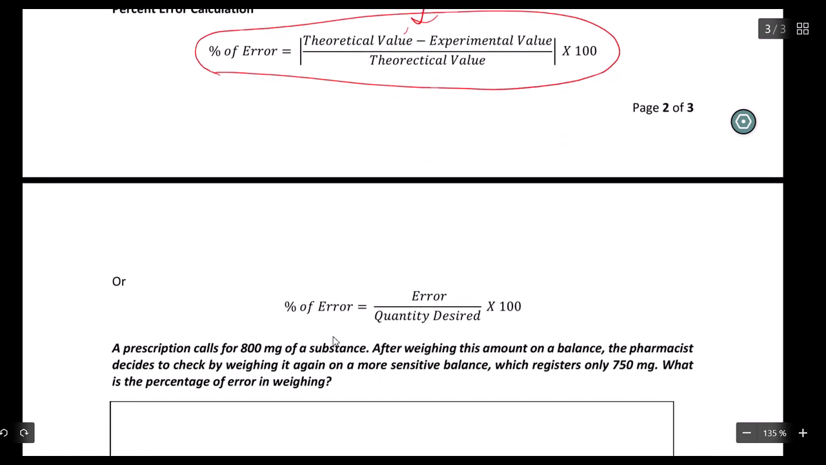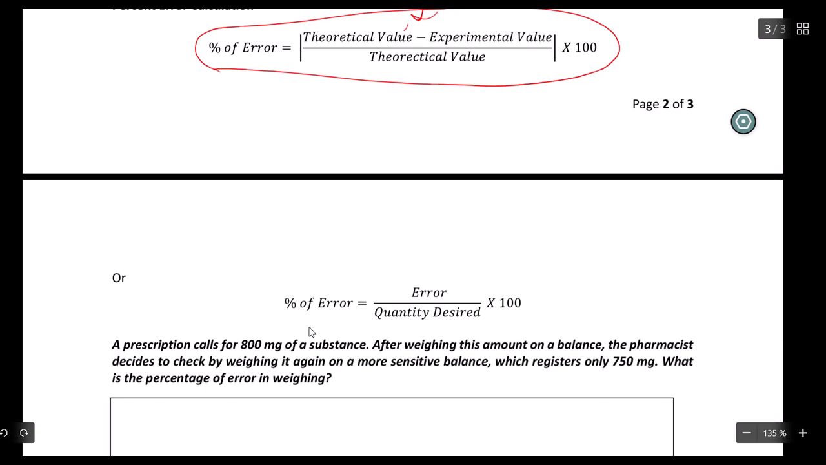You can look at it also a little more condensed. You could say that the percent error is just the error, what is the difference, divided by the quantity that you desired, times 100. So that's just the way in which you want to look at it.